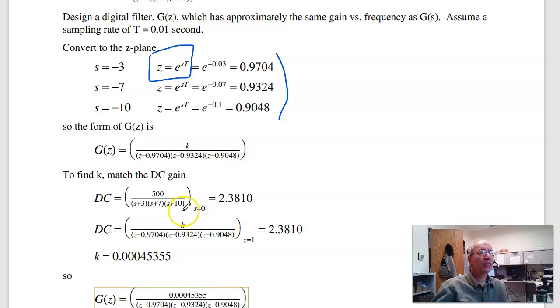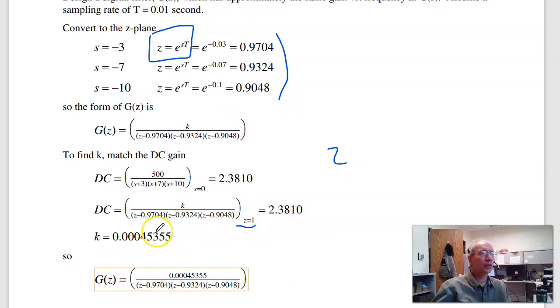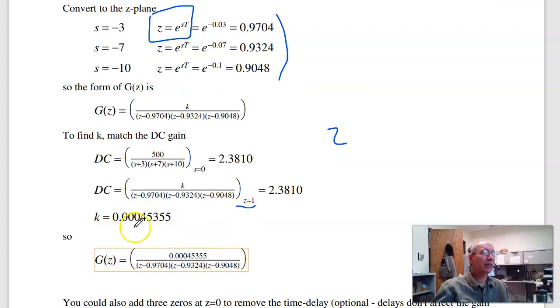In the S-plane, DC is at s equals 0. In the Z-plane, again, everything's e to the sT. If s is 0, z is 1. So that's DC in the Z-plane. Pick K so the DC gain is 2.38. That gives K of 0.00045. That's pretty common to have these small numbers. There's my filter in the Z-plane.